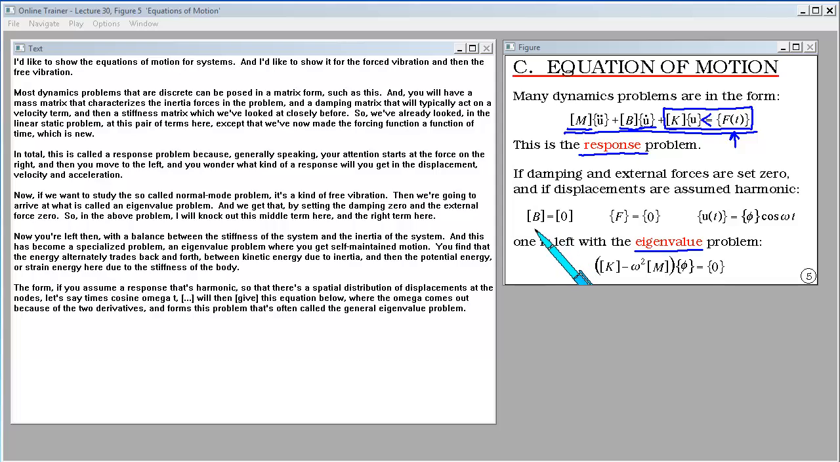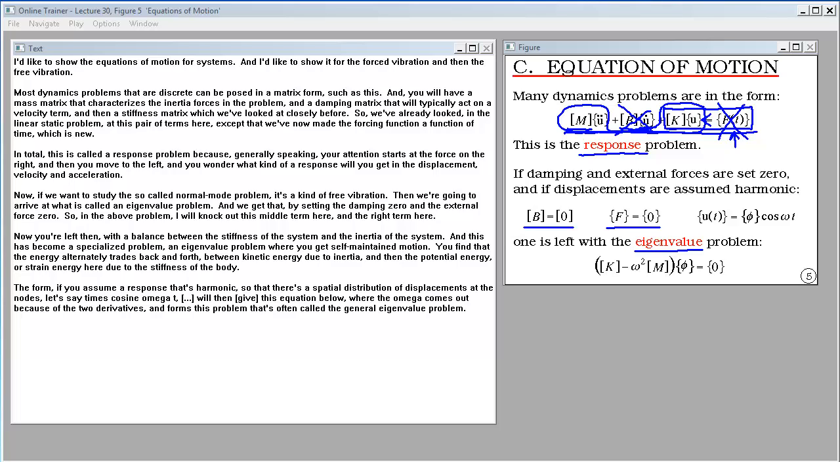And we get that by setting the damping to 0 and the external force to 0. So in the above problem, I will knock out this middle term here and the right term here. Now you're left then with a balance between the stiffness of the system and the inertia of the system. And this has become a specialized problem, an eigenvalue problem, where you get self-maintained motion.